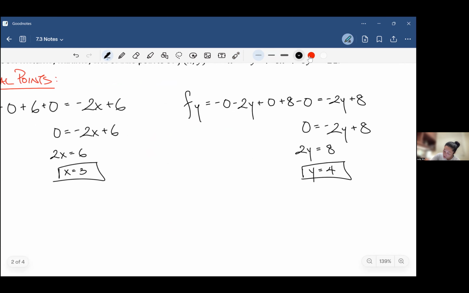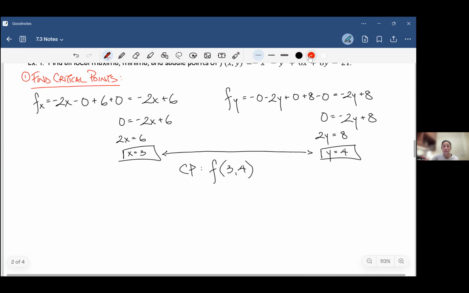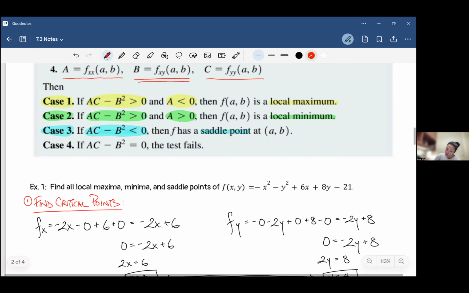Now what this means is that we have a critical point at f of 3, 4. Okay, so when the x value is 3 and the y value is 4, we have a critical point. Now, sometimes we're going to go through examples where we find more than one, but in this case, there's only one. Okay.